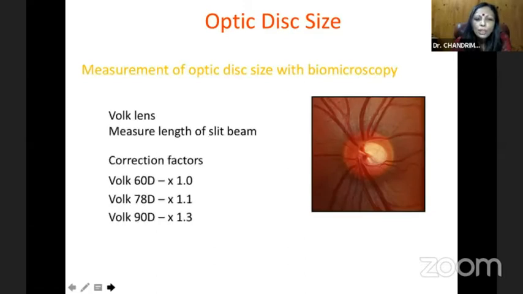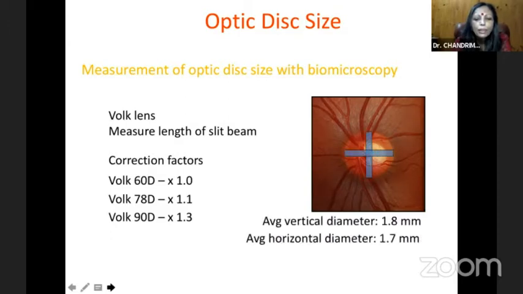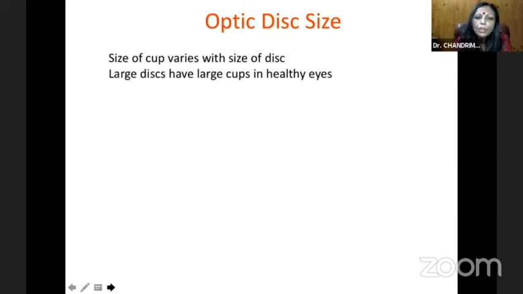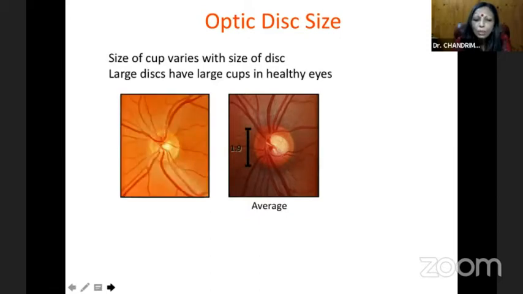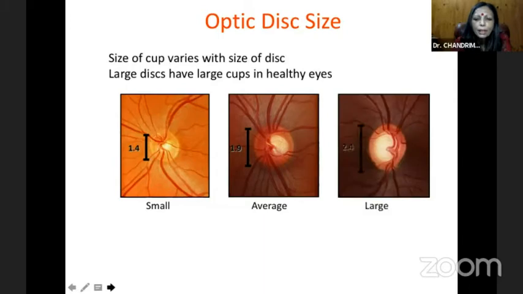For measurement of optic disc size with biomicroscopy, as I told you, you use a high plus lens and then apply the manufacturer's constant to it, and that's how you get the size. The average vertical disc diameter is about 1.8 millimeters and the average horizontal diameter is about 1.7 millimeters. The size of the cup varies with the size of the disc. Large discs have large cups and those could be healthy eyes. That's an average disc with 1.9, that's a small disc with 1.4, and that's a large disc with 2.4.